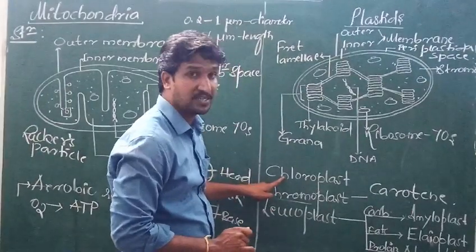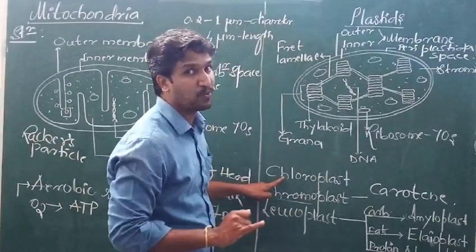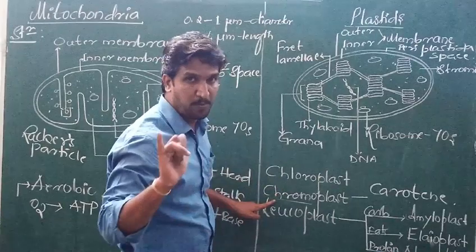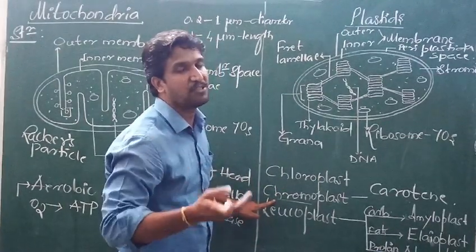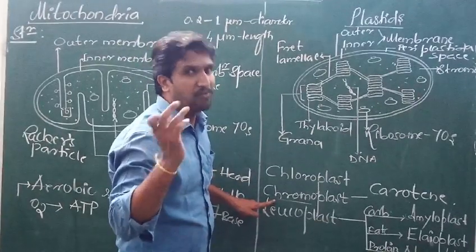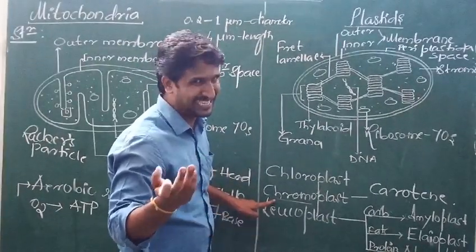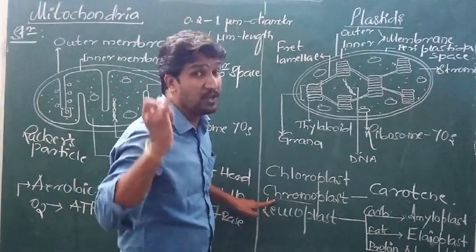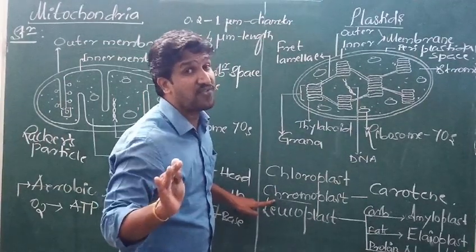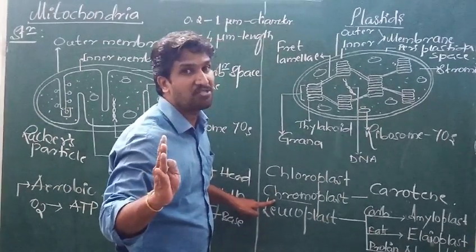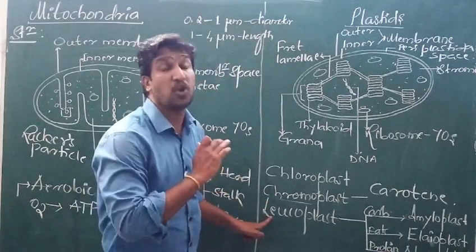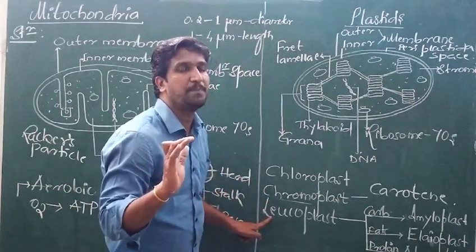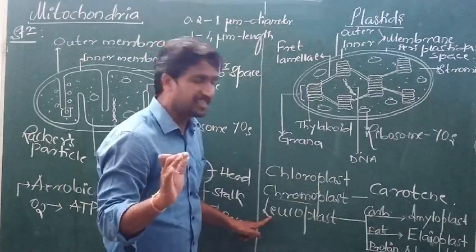Right? So let me tell you that plastids are of three different types. One is chloroplast, which contains chlorophyll pigment along with carotenoids. Second, chromoplast, which contains different pigments like xanthophyll, phycoerythrin, phycocyanin, pheophycin, like that. Whereas leucoplast does not contain any chlorophyll pigments, it is the colorless one.